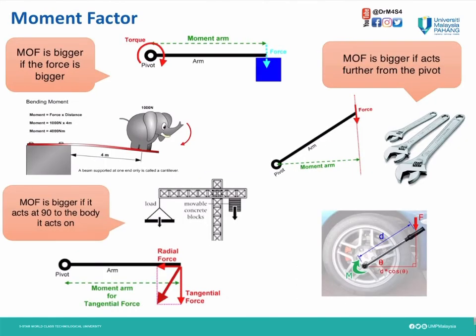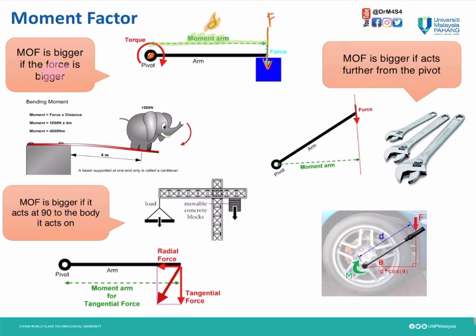Now, what is the moment factor? The moment factor is that when the moment is bigger, the force is also bigger. Take this as an example. We have a weight here and our center of pivot, and we can know the perpendicular distance, or moment arm. So when we have a greater distance and also a greater force, we will create a greater moment.